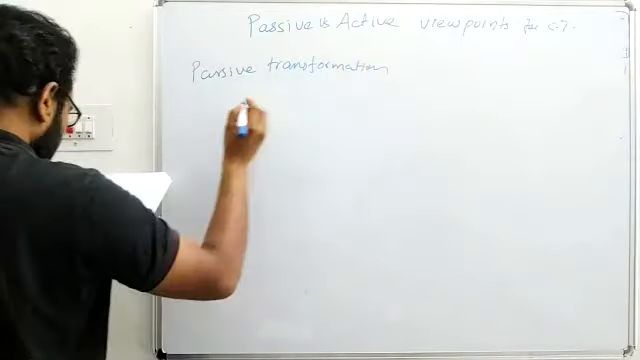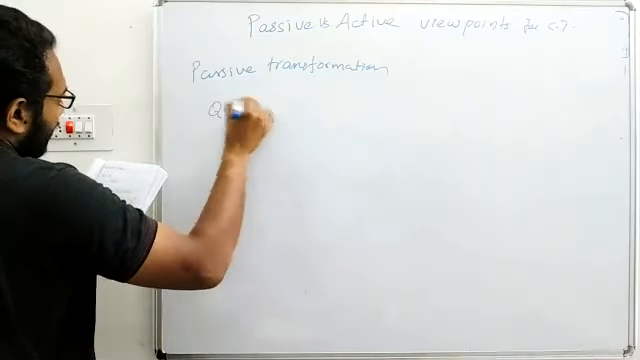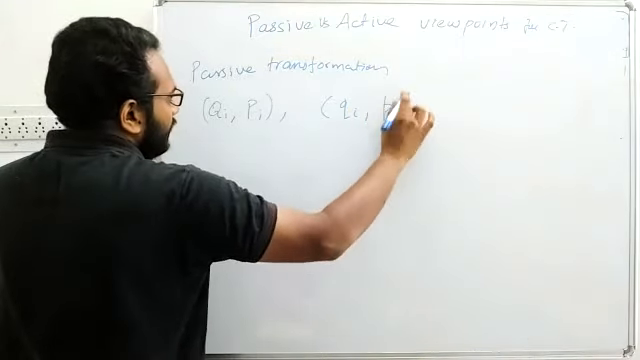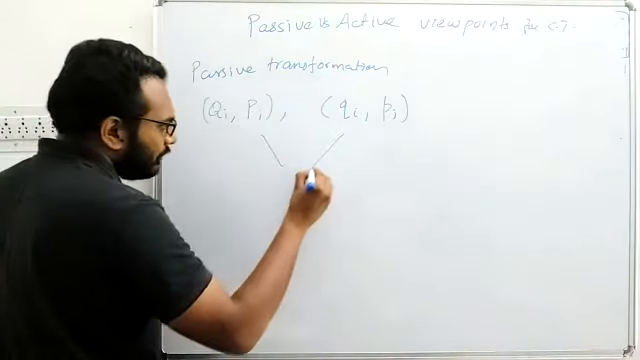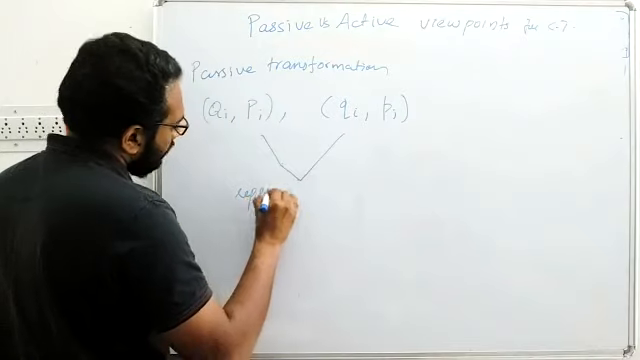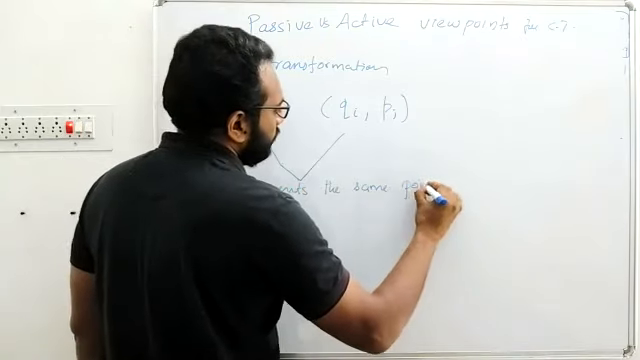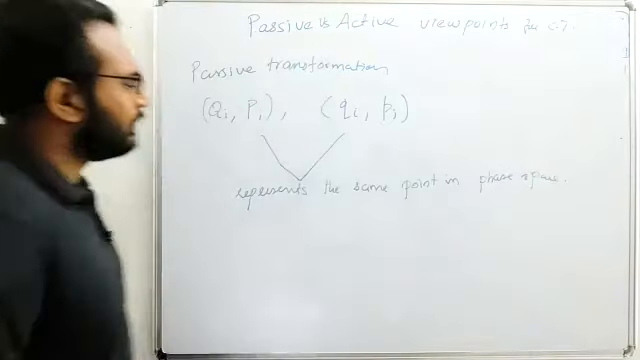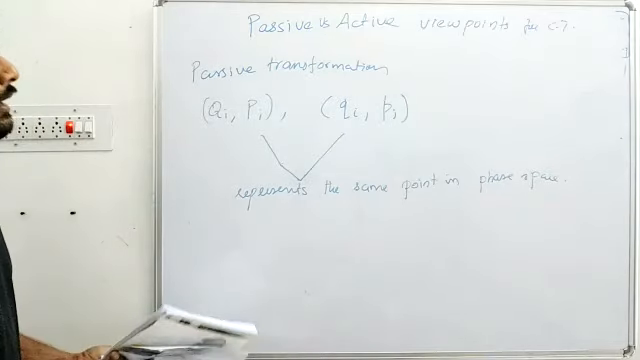What do you mean by passive transformation? This means that the new coordinates capital Qi and capital Pi, and the old coordinates small qi and small pi, are like you are looking at the same point. In the passive viewpoint, these two sets of coordinates represent the same point in phase space. These are just two different coordinate systems to represent the same point in phase space. That's what we mean by a passive transformation, right?